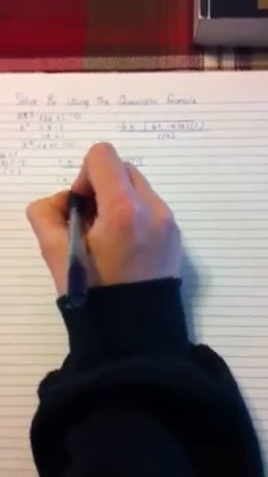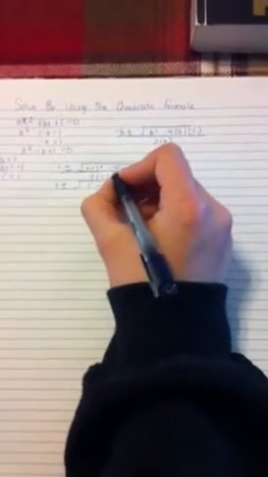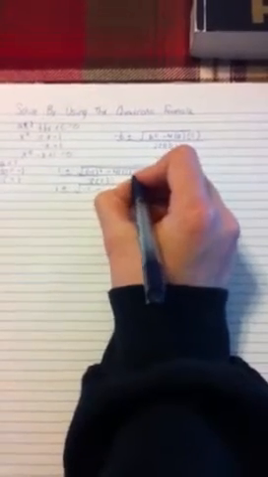We're going to have opposite of b. b is negative 1, so we're going to have 1 plus or minus the square root. We're going to have negative 1 squared minus 4 times a is 1, times c is 1, all over 2 times a, which is 1. Now we're going to simplify what we have under the radical, so we're going to have 1 plus or minus the square root. Negative 1 squared is 1, minus negative 4 times 1 is negative 4, times 1 is negative 4, all over 2 times 1 is 2.